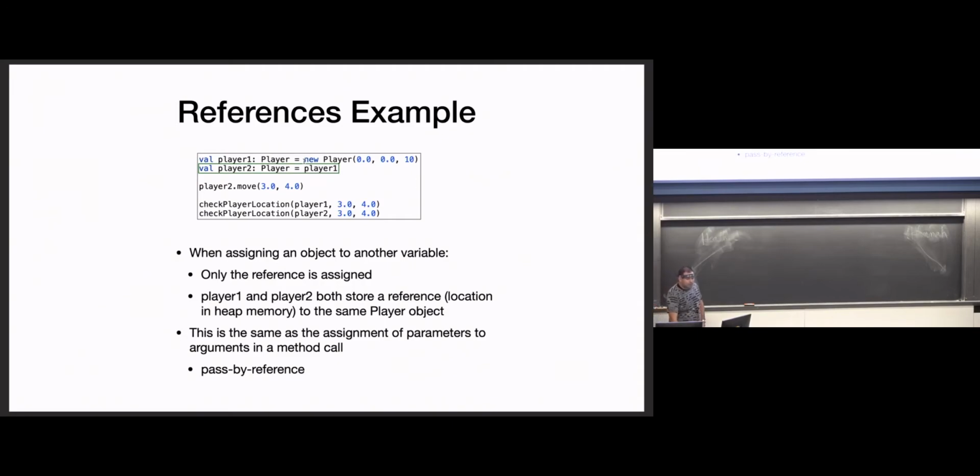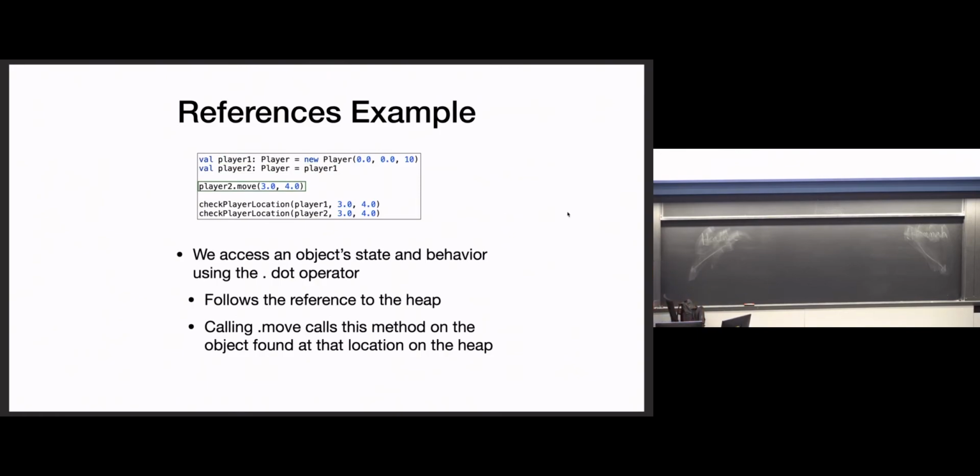So when we do something like player2.move, we're accessing the behavior of player 2. Whenever we see the dot operator, we're accessing state and behavior. And more specifically, now that we're talking about heap, what we're doing is following the reference. Player 2 dot, that says player 2, you're a reference. I really don't care about the reference at all. But once we hit the dot, that's saying whatever object you're currently referring to, go to that place in memory, go to that place of the heap, and access that object, and then do something with that object.